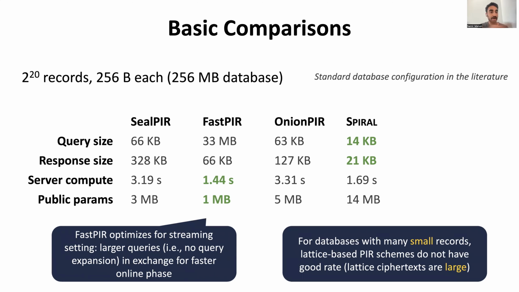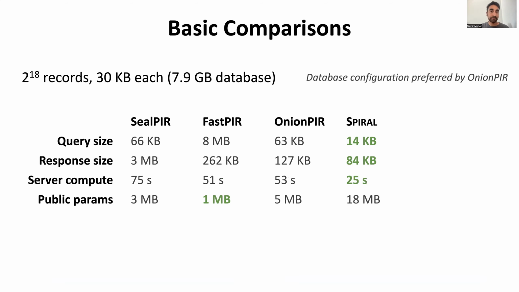And you should also note, across the board, none of these schemes do well, really, in terms of response size. To fetch 256 bytes, all of these schemes require you to fetch at least 20 kilobytes. So, we're not that great yet when the records are small. And that's because lattice ciphertexts are just large. The smallest lattice ciphertext to encode the smallest possible information still encodes kilobytes in our scheme.